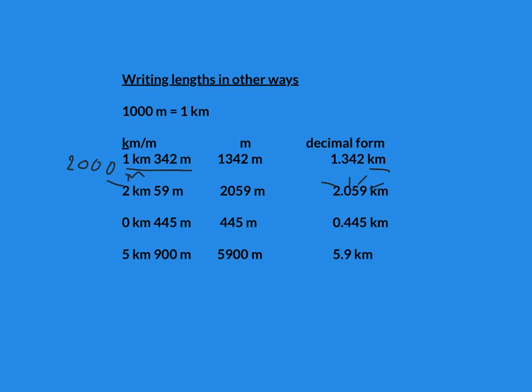So 0 kilometers 445 meters is 445 meters in total. Then in decimal form, because there isn't a full kilometer, it's 0.445 kilometers. Finally then, 5 kilometers 900 meters in total meters is 5,900, and then 5.9 kilometers.